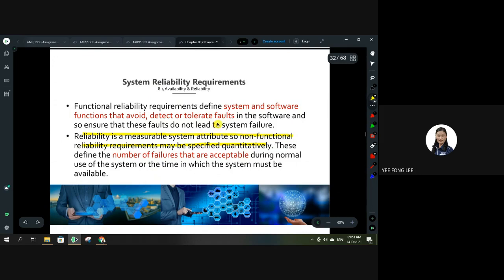The dependability requirement has two types here: functional and also non-functional. The functional requirement here will define the checking and the recovery facilities that shall be included in the system. However, non-functional requirements here might include those attributes, let's say reliability and availability of the system.